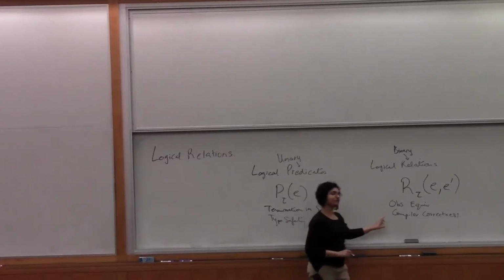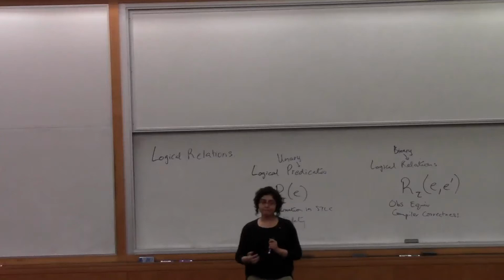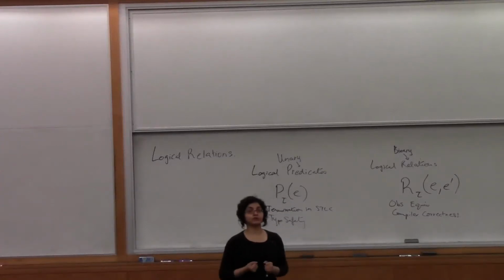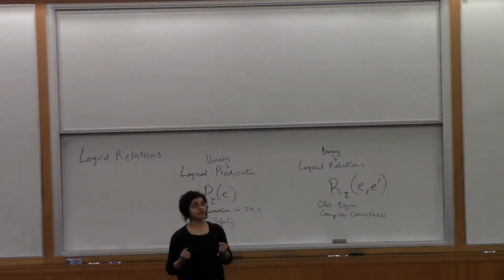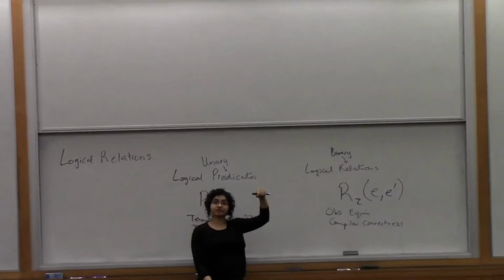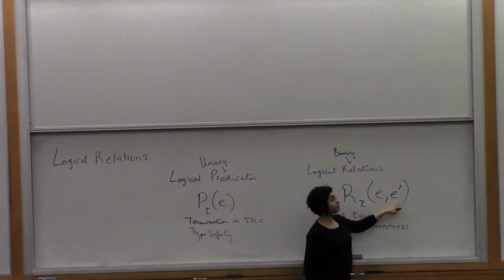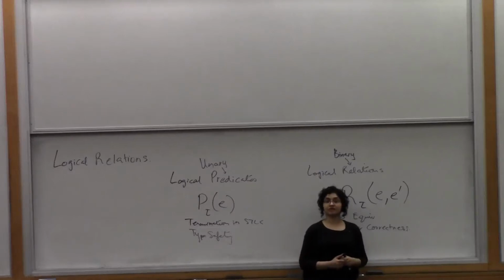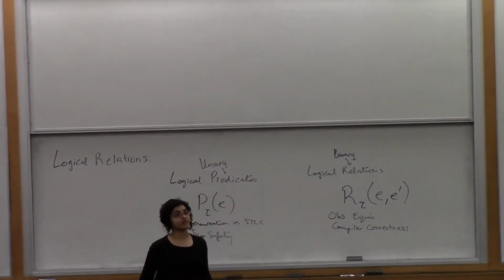And actually, let me say something about compiler correctness. You can set up logical relations between two terms that don't both belong to the same language. You can have a relation that relates source language terms to target language terms. So the term E and the term E prime could come from two different languages. And for compiler correctness, that's the kind of logical relation that one would want to set up.